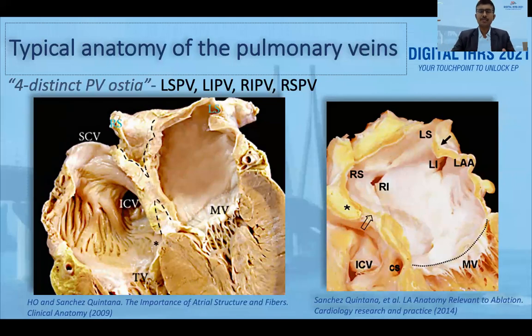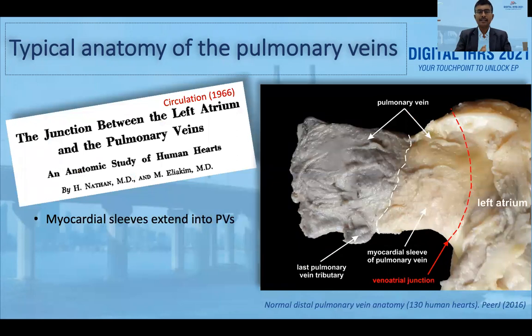What is the typical anatomy of the pulmonary vein? 2 on the left side, 2 pulmonary veins on the right side, draining into the left atrium through 4 distinct pulmonary vein ostia. Way back in 1966, Nathan and his team gave us the insight that myocardial sleeves from the left atrium extend well into the pulmonary veins.